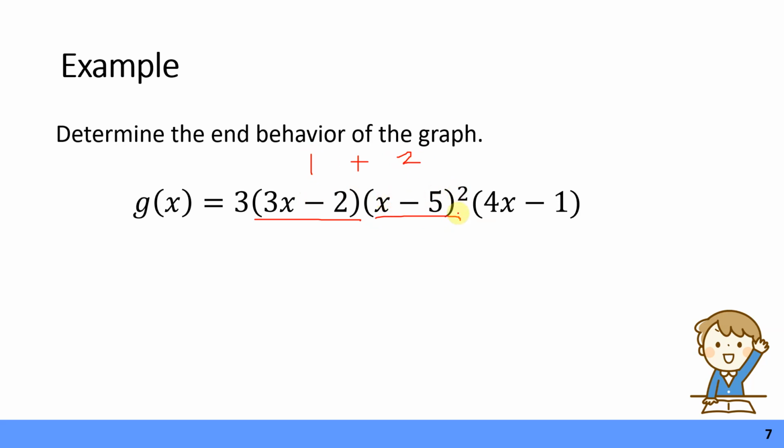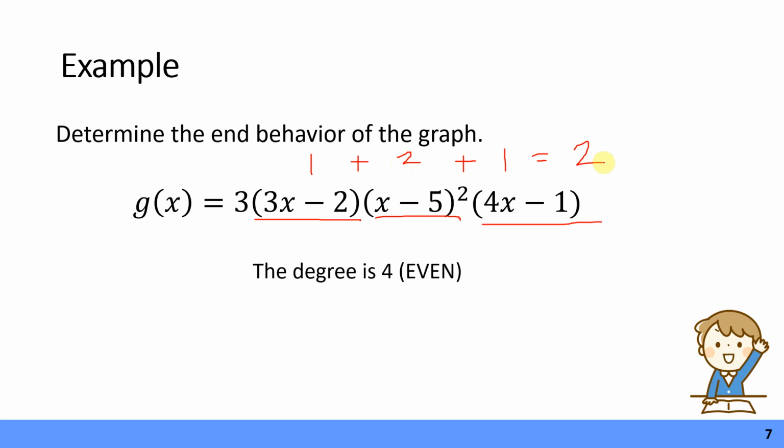Because we multiplied the 1 and the 2. And then we have to add the final exponent here. The exponent inside is 1. The exponent outside is 1. You multiply those. 1 times 1 gives me 1. So the overall degree of this whole polynomial is 1 plus 2 plus 1, which is 4. So the degree of this polynomial is 4, which is even.